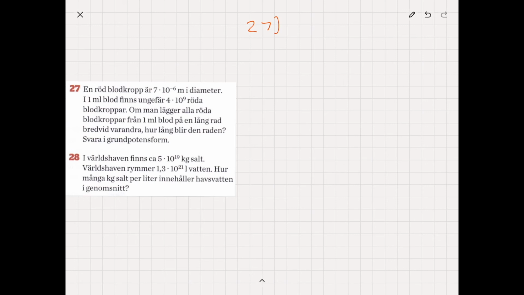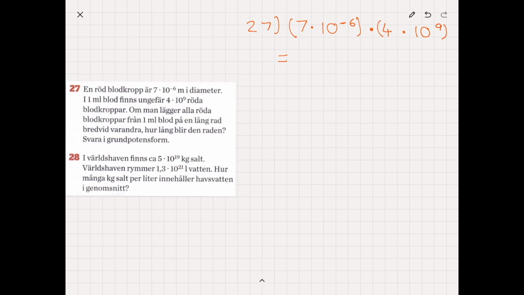Well, what we're doing is we've got the length of one red blood cell, and we've got how many red blood cells there are in a milliliter of blood. So that's great, we don't need to do any converting before doing this. So we're going to do 7 times 10 to the power of minus 6. That's the length of one blood cell, and we're going to be multiplying that by how many red blood cells we have in 1 milliliter of blood, which is 4 times 10 to the power of 9. There we go. So we're dealing with multiplication here. That was the length of one red blood cell, and that is the number of red blood cells we have.